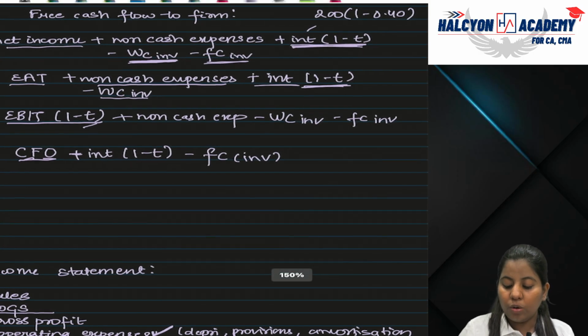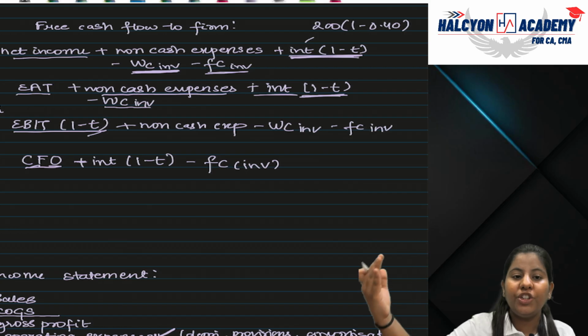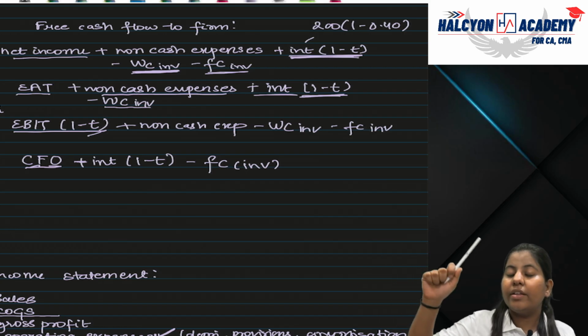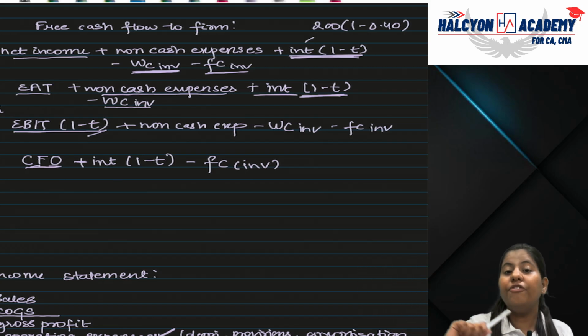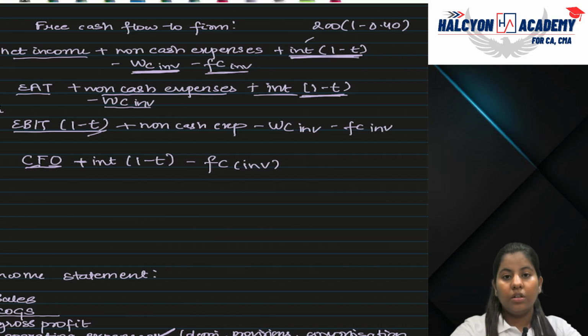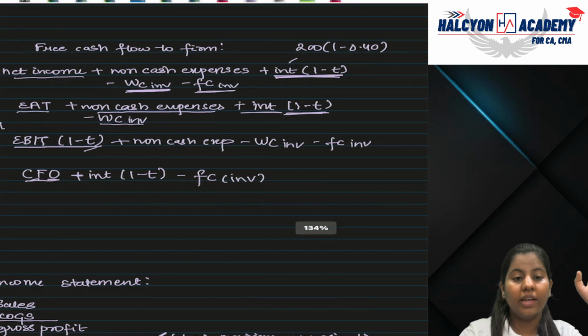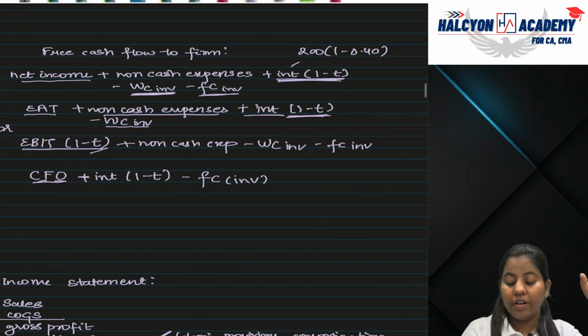We are finding out how much cash flow is from operating activities, from day-to-day operations. So we are considering working capital, but we are not considering the fixed capital. Okay. So I hope you understood how this formula came, and we will learn it in detail in business valuation also.